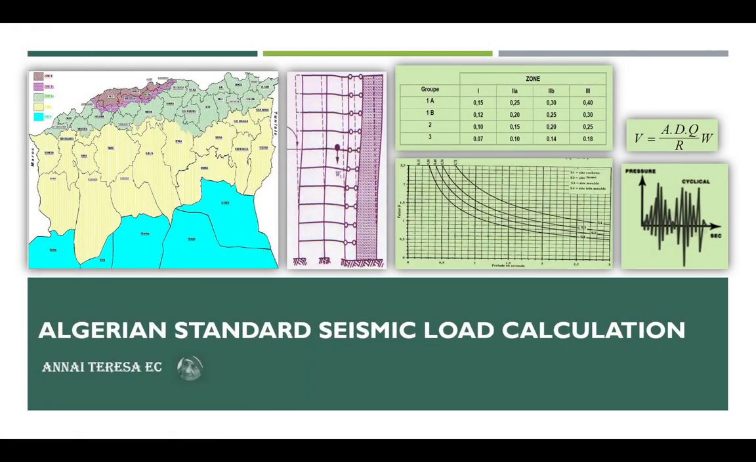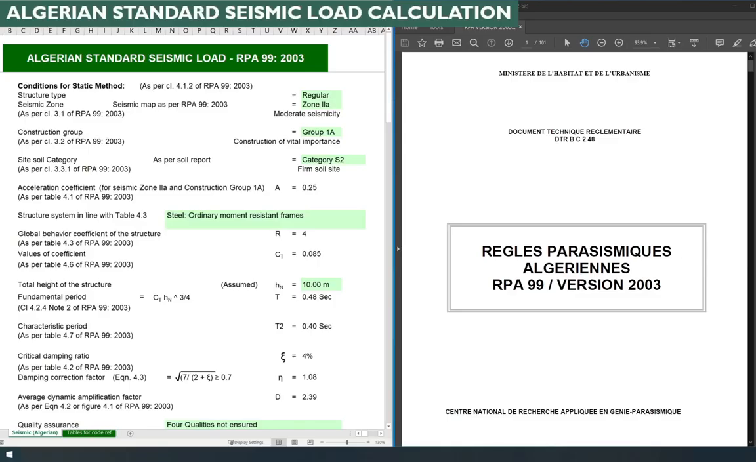In this video, we are going to look at how to calculate seismic load based upon the Algerian standard. On the right hand side, you can see the RPA 99 version 2003, which is the code to be used to calculate seismic load for Algeria. Generally, this code is in French.